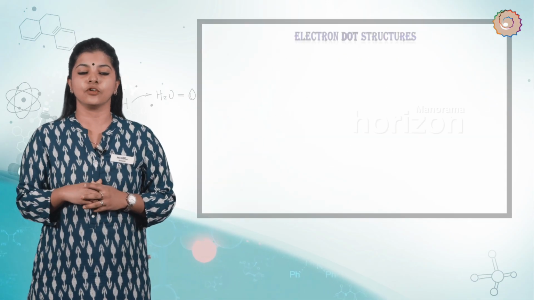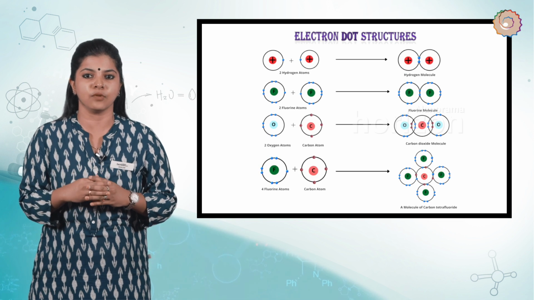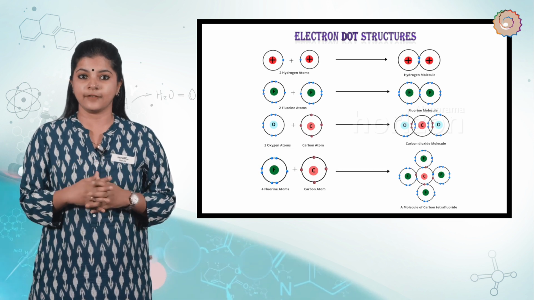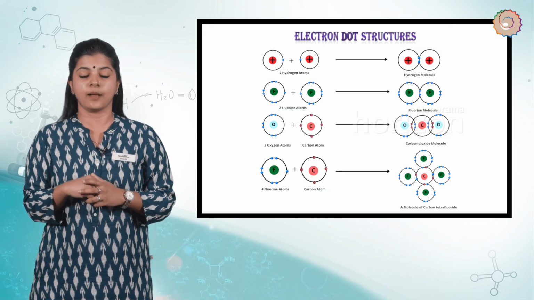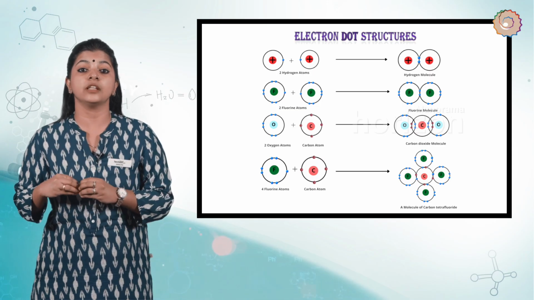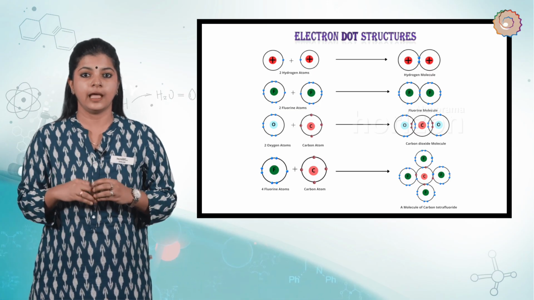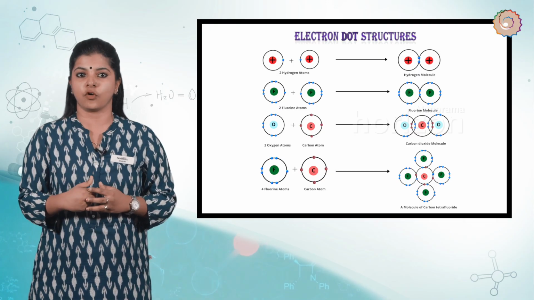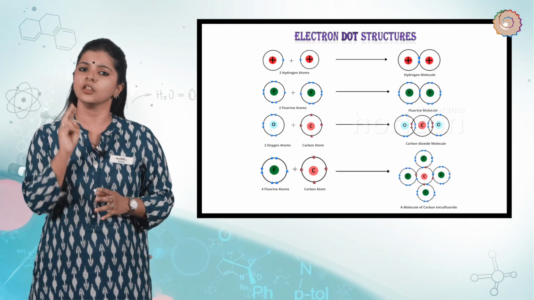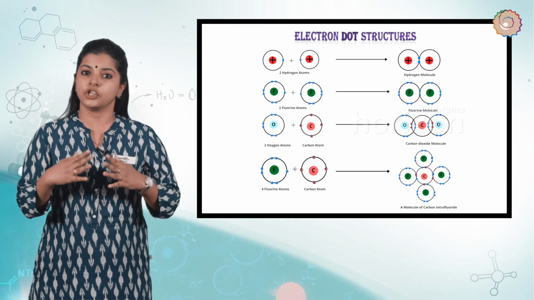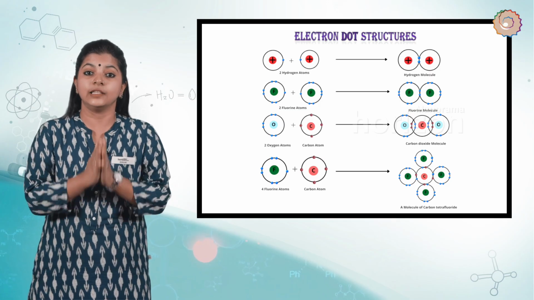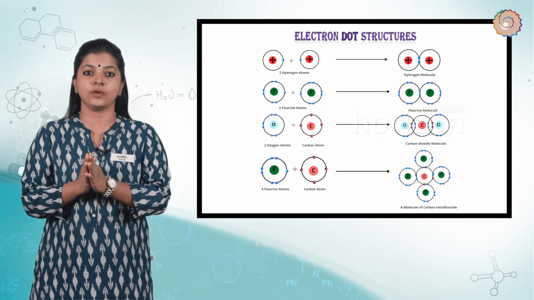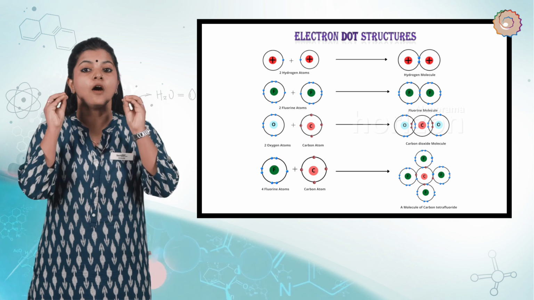Now let's see the electron dot structures of some simple molecules formed by the sharing of electrons. For example, consider the hydrogen atom. It has the atomic number 1. Hence, hydrogen has 1 electron in its K shell and it requires 1 more electron to fill the K shell. So, 2 hydrogen atoms share their electrons to form a molecule of hydrogen, H2. This allows each hydrogen atom to attain the electronic configuration of the nearest noble gas.